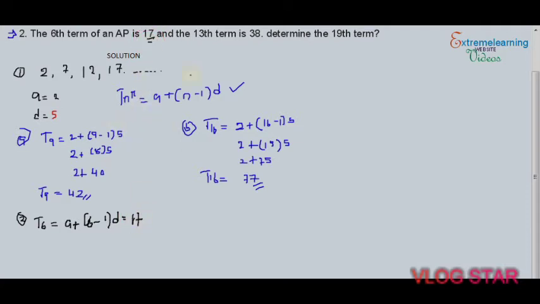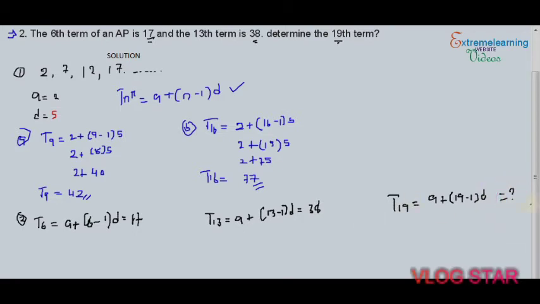Next, they said the 13th term, that is T of 13th. T of 13th is equal to a plus open bracket 13 minus 1 close bracket D, D is still not given, and T of 13th is 38, so we put the 38 here. The next question said determine the 19th term, that is determine T of 19. I'm just showing how to present it. T of 19 is a plus open bracket 19 minus 1 close bracket D. Now determine the T of 19, and this is the question, right?